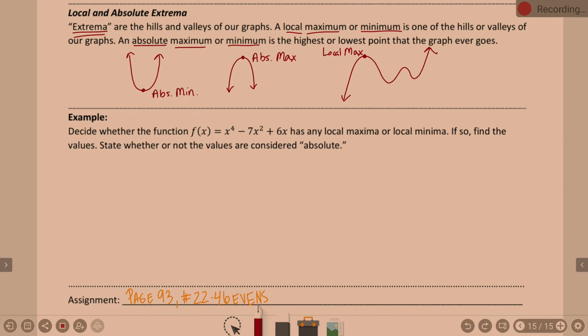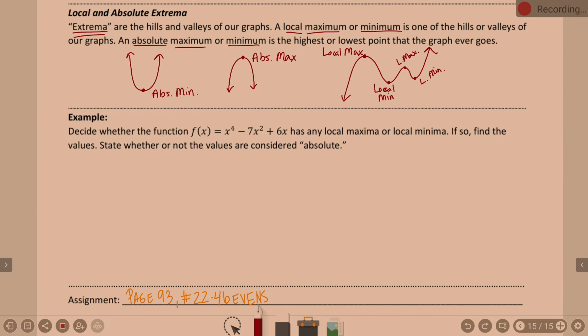Okay, what's this point? Local minimum. That's a local min. It's only a local min because is it the lowest point my graph will ever go? No, because my graph goes infinitely down. And what else do we have here? We have another local max and another local min. Okay, you got your vocabulary?